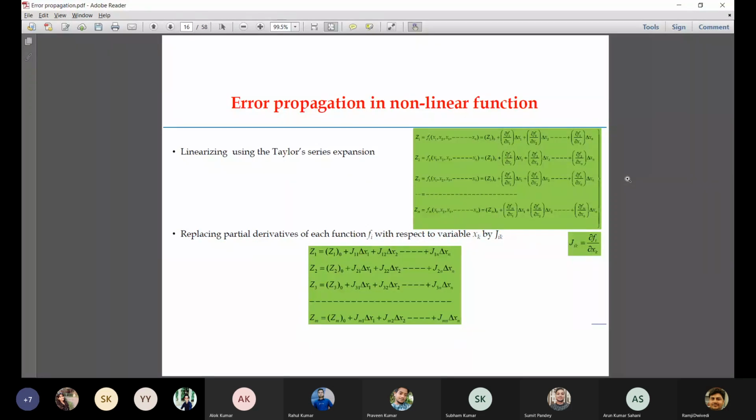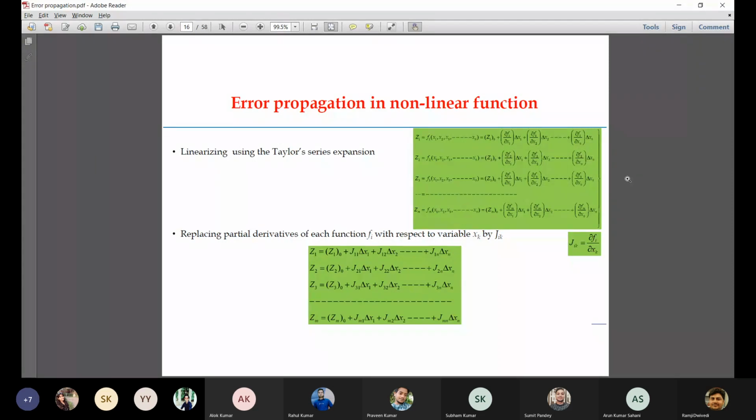Z2 is equal to Z2 naught plus the partial derivative of which function? Second function, with respect to which variable? First variable. J21 multiplied by the deviation plus J22 multiplied by the deviation. Similarly, all the content is written.